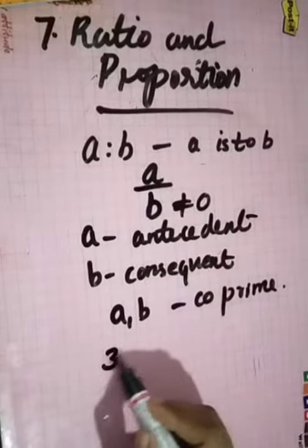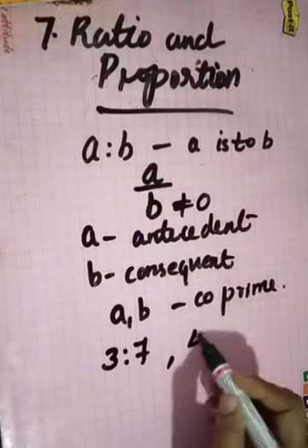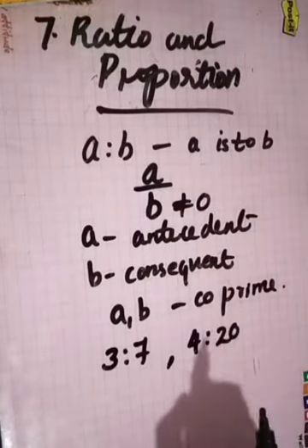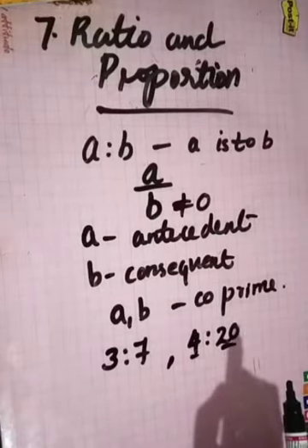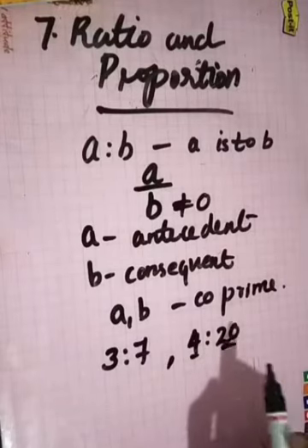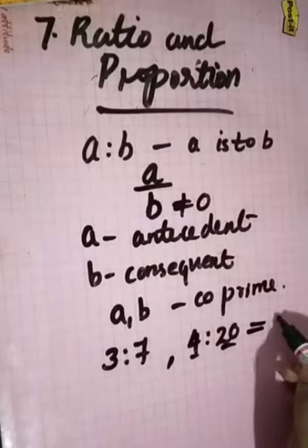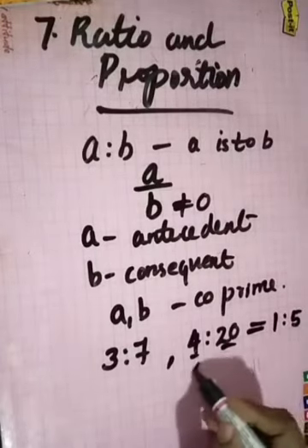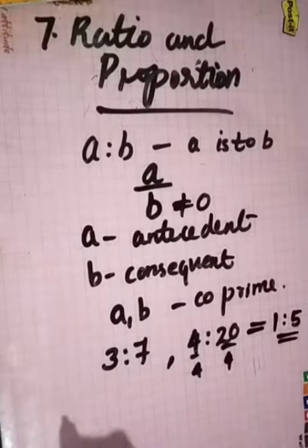For example, 3 is to 7 is a ratio in its lowest terms, but 4 is to 20 is not in its lowest terms because 4 and 20 have an HCF that is not 1. Here the HCF is 4. So we can simplify this ratio as 1 is to 5 by dividing these two numbers by 4. Now this new one is in the standard form, since a ratio must be expressed in its lowest terms.